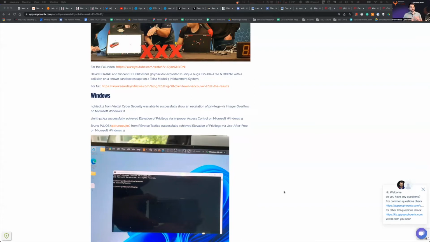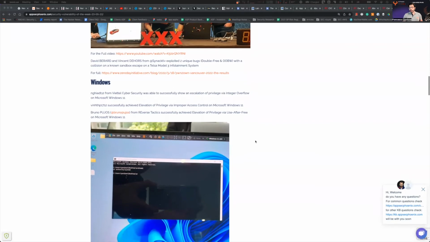An elevation of privilege. Elevation of privilege means that you are a normal user, and by creating or by activating a number of bugs, you can operate a script or something at a higher level than your permission level. So he was able to effectively operate at a higher privilege level by exploiting and bypassing the access control on Microsoft Windows 11.